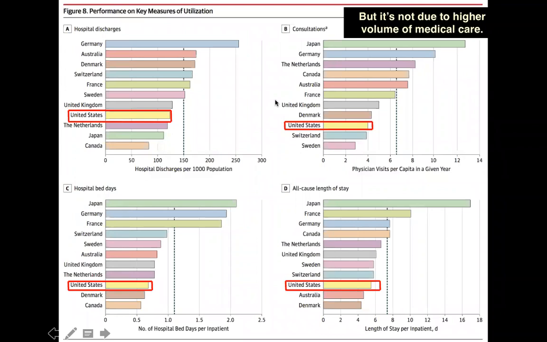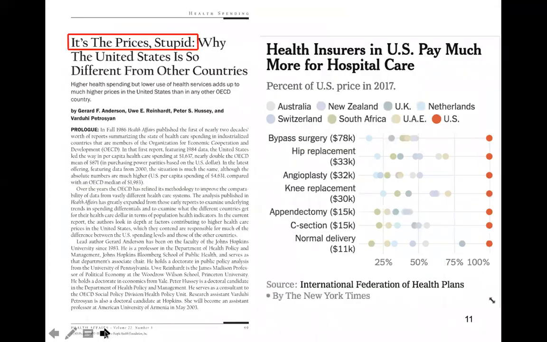You might think, well, we spend the most because we do the most. We have the highest volume of consultations and hospital discharges and hospital bed days and all-cause length of stay. Nope, middle to the lower part. The reason we have the highest spending is we have the highest prices. Everything costs more for the same thing in the United States as compared to all these other countries.